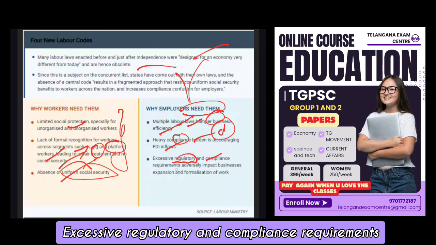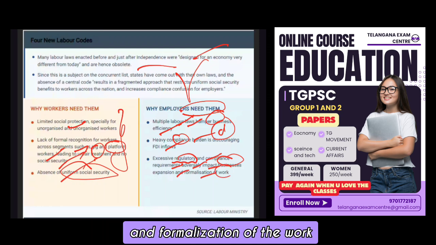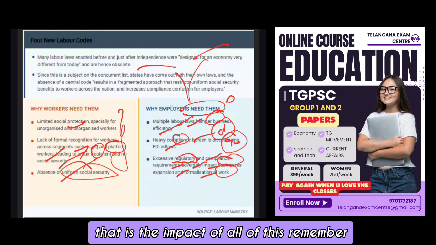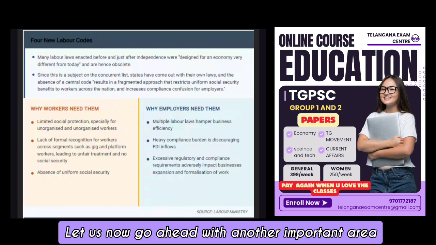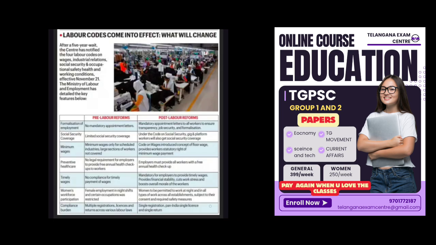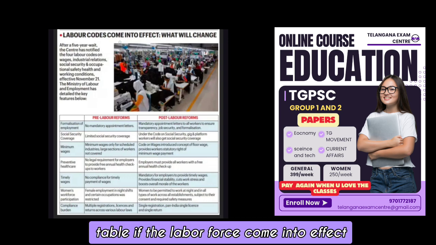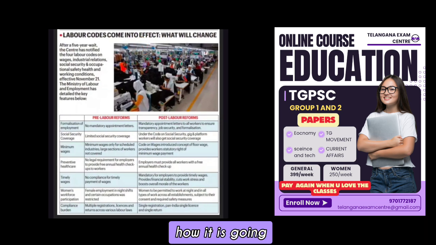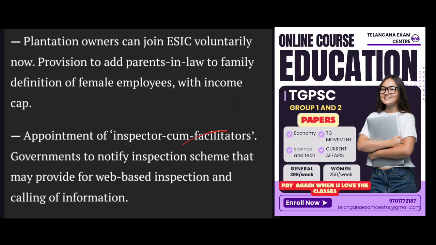Excessive regulatory and compliance requirements adversely impact business expansion and formalization of work. That is the impact of all of this. Remember this point. Okay, right. Let us now go ahead with another important area. This is a very important table: if the labor codes come into effect, how will it go, what will it change? So we'll see all this one by one. Okay, chalo.